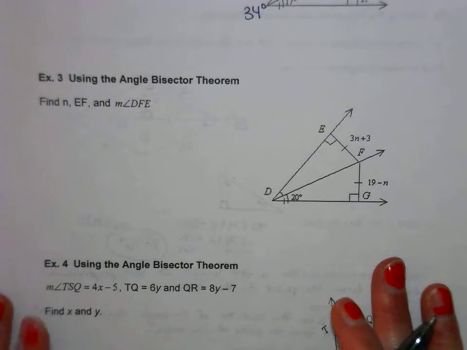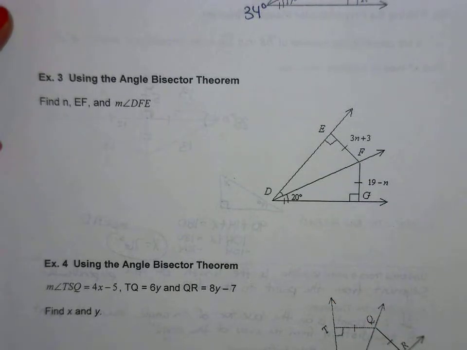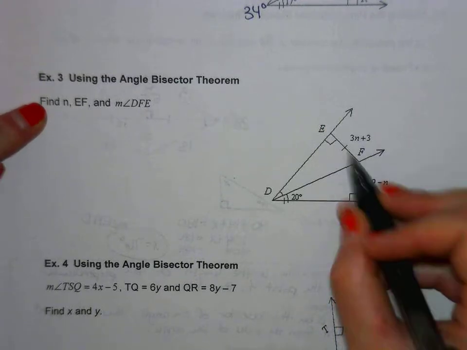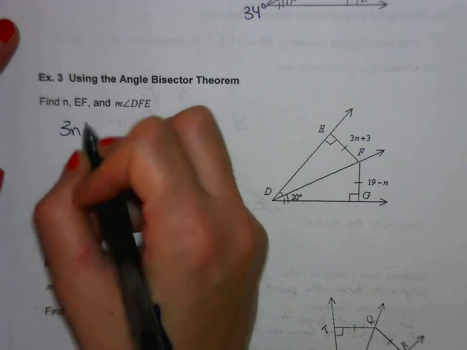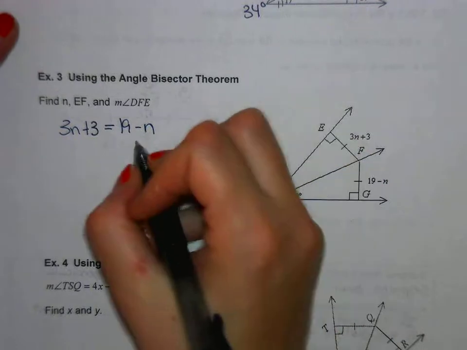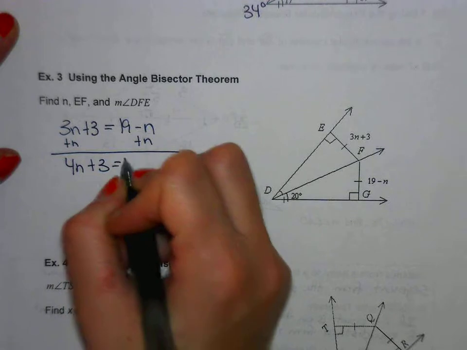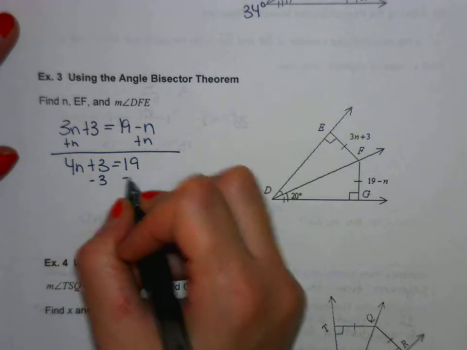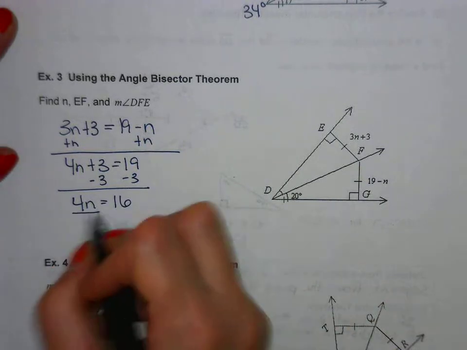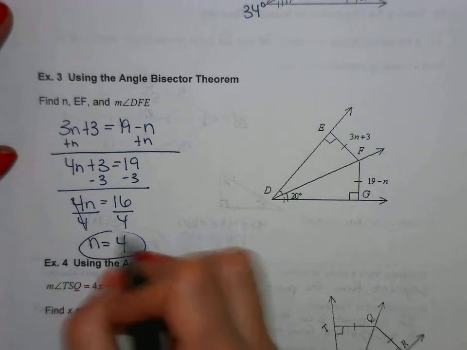So let's find n and the measure of angle DFE. So find n. If we look at these, we know these two are congruent to one another. So we have 3n plus 3 equals 19 minus n. So if I add n to both sides, 4n plus 3 equals 19. If we subtract 3 from both sides, 4n equals 16. When we divide both sides by 4, n equals 4. So there's our first one.